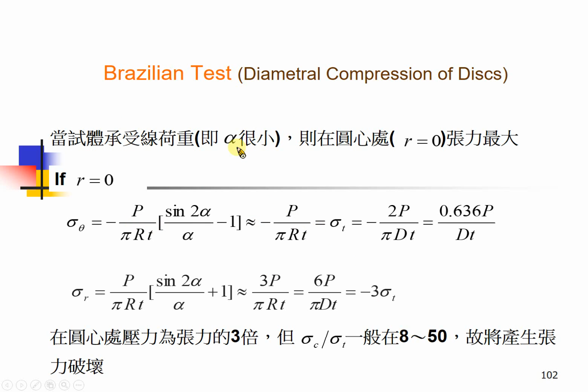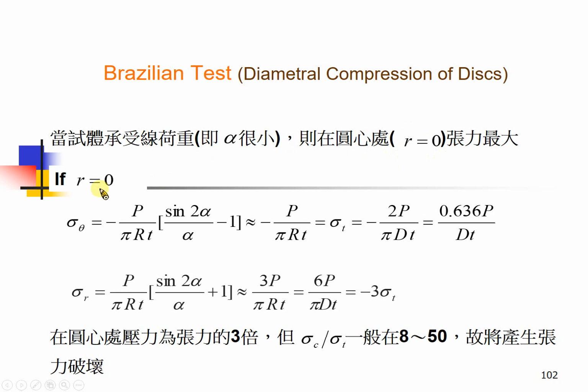If alpha approaches 0, this will be the ideal case. For a real testing program, it will be difficult to produce this kind of loading condition. Under this condition, the tension stress will be at its maximum when R equals 0. That will be the center of the disk.